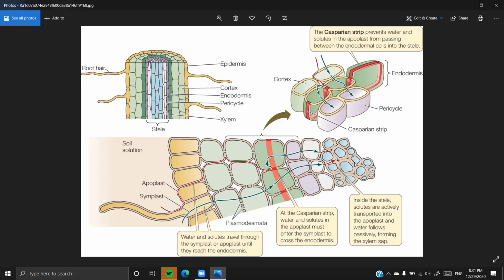Again, from the pericycle to the xylem, it is going to be active transport of minerals and osmosis of the water. Okay, children, I hope you all have understood this procedure of transportation of water and minerals in the plants.